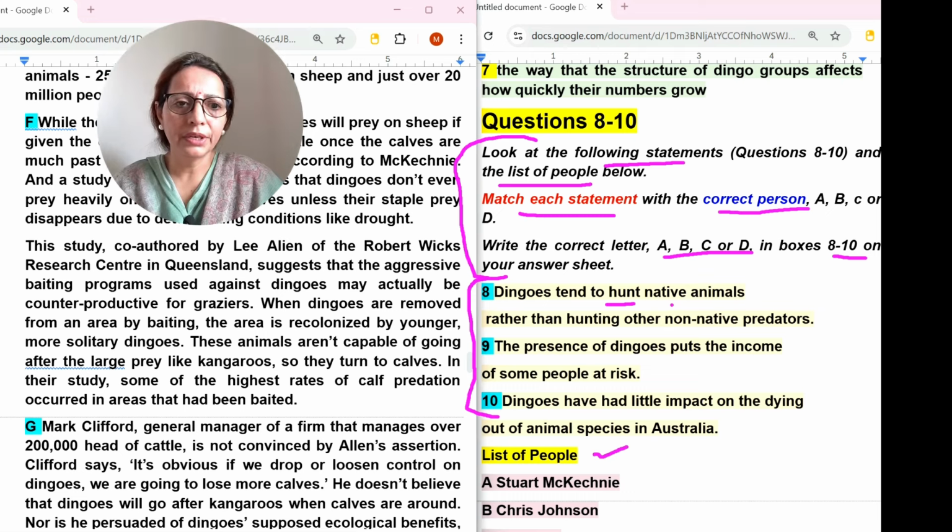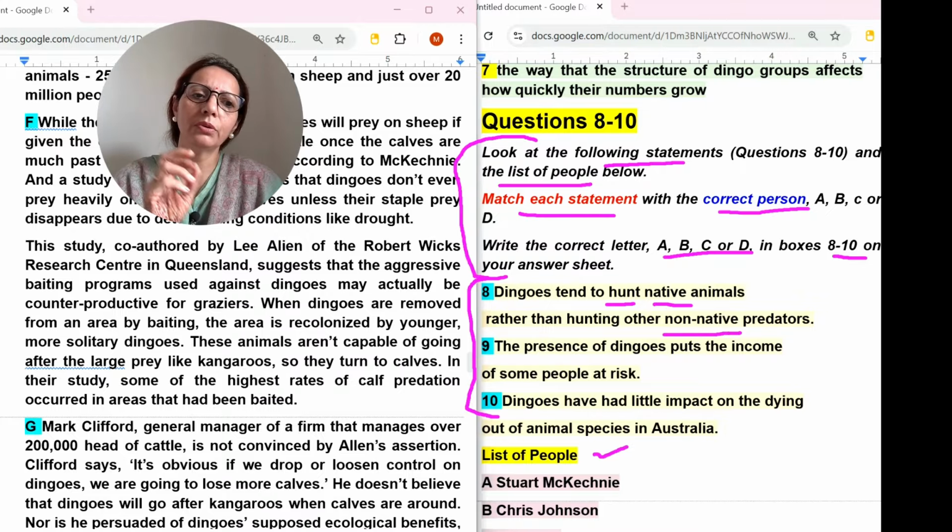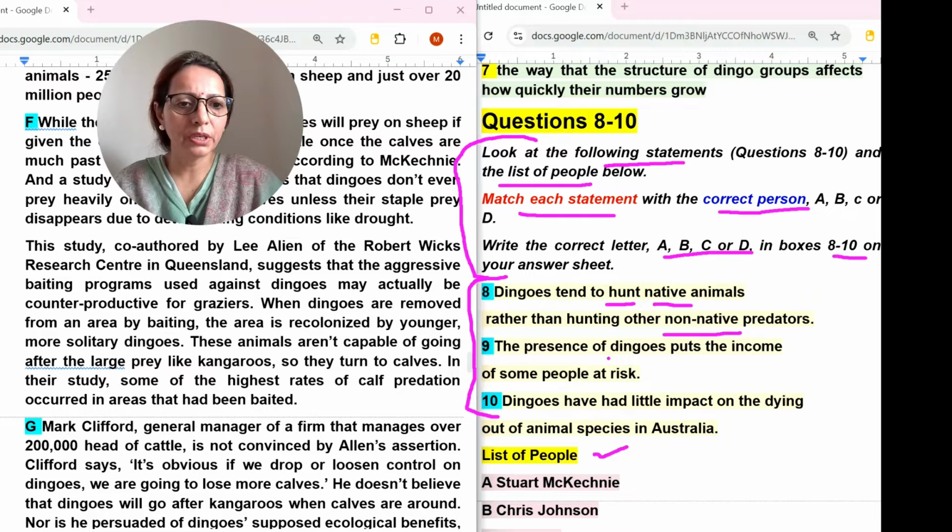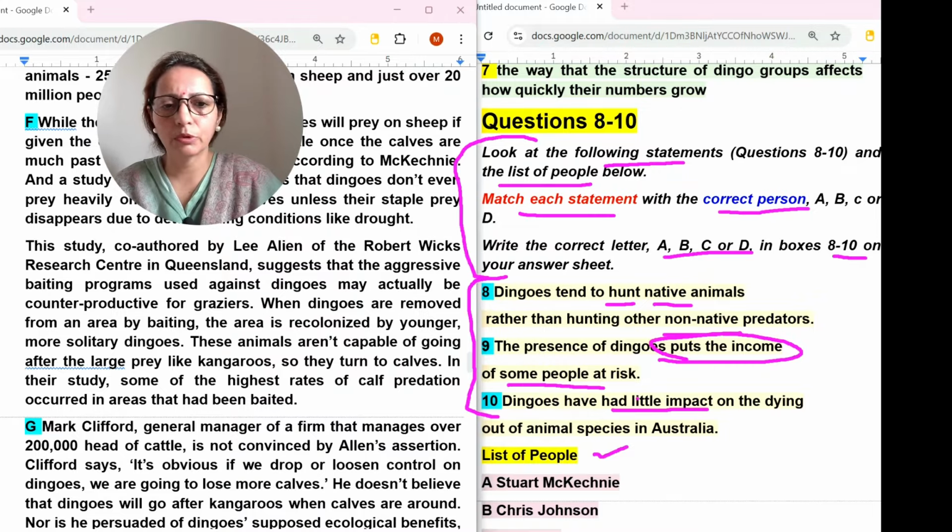Dingoes tend to hunt native animals rather than hunting other non-native predators. Presence of dingoes puts the income of some people at risk. Because of dingoes, some people's income is going down, meaning at risk. Dingoes have had little impact on the dying out of animal species in Australia.